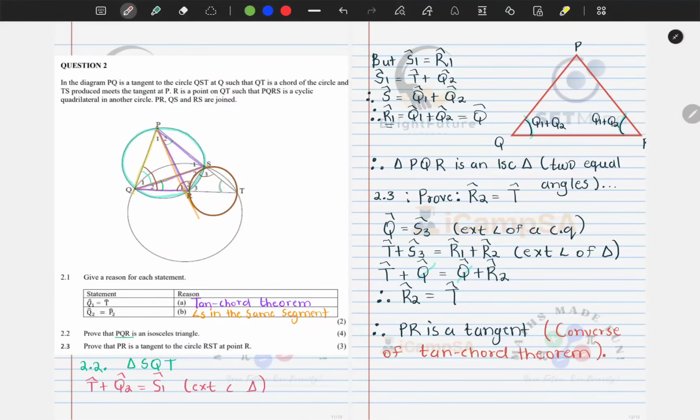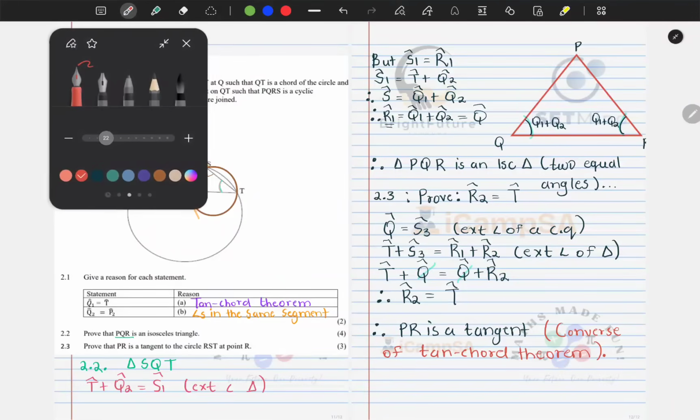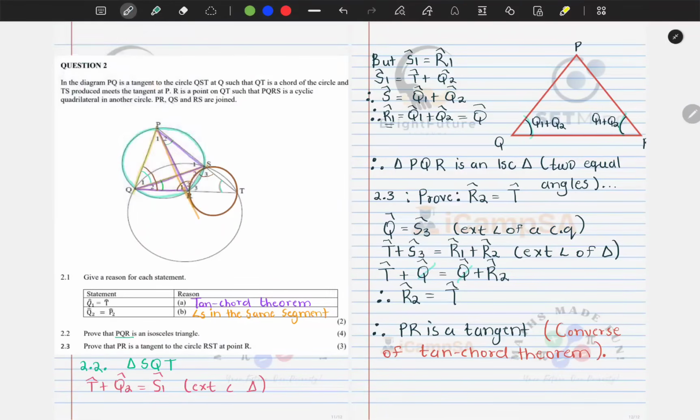So the angles are equal, therefore we have a tangent as our PR. If we were told PR is a tangent, we would know the angle between the tangent and the chord would be equal to the angle in the alternate segment. Okay, I hope that does make sense. Let's go and have a look at the next question.